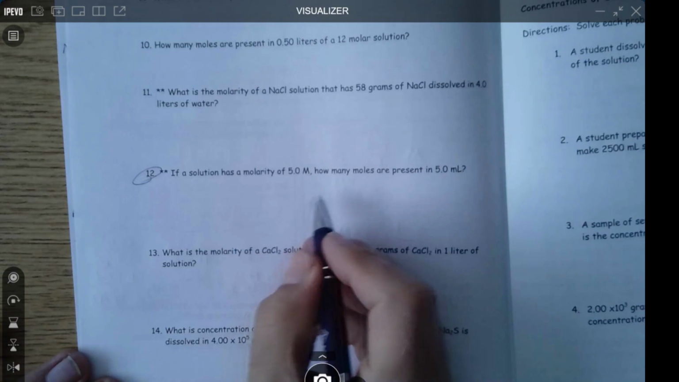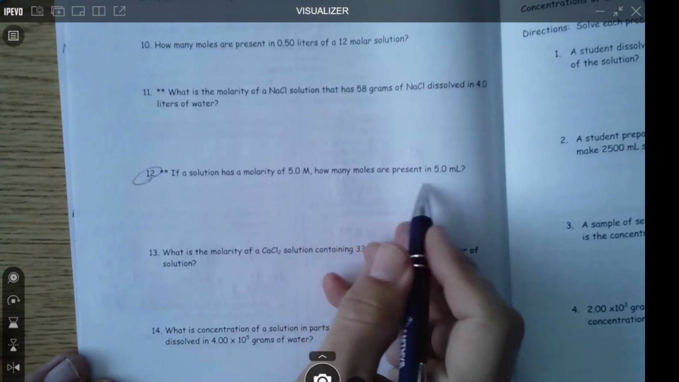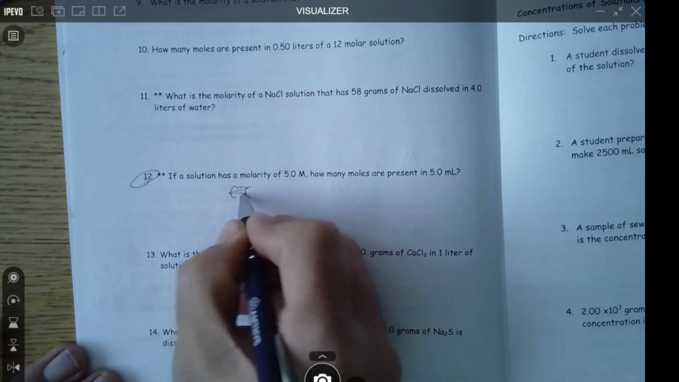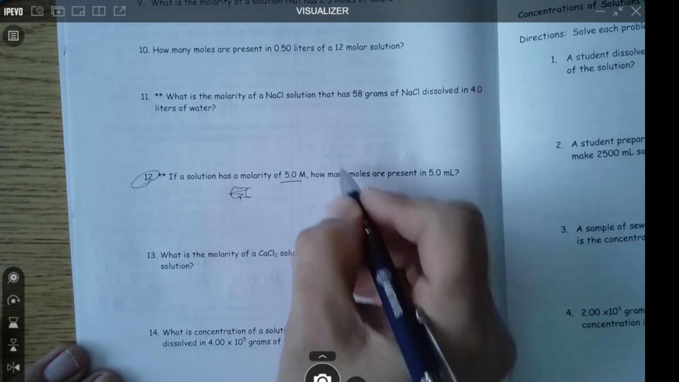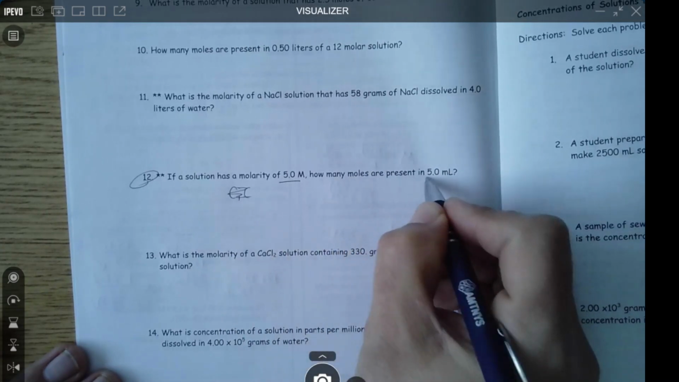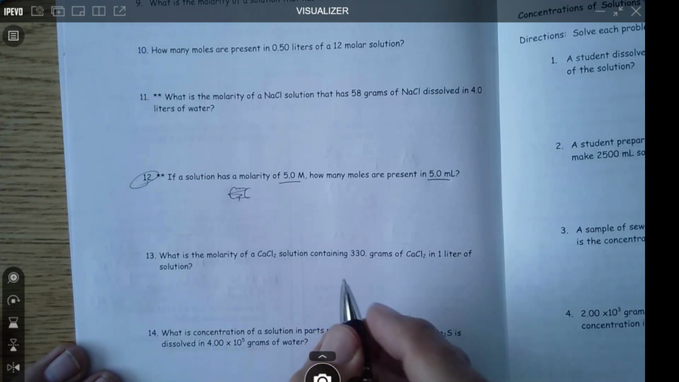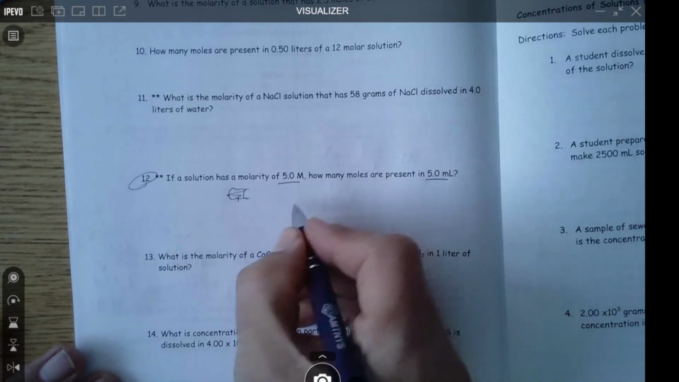Let me try number 12. If a solution has a molarity of 5 moles, how many moles are present in 5 milliliters? All right, so this one I'm going to use C1. Hold on, let's see what we got here. We have molarity, right? That's a concentration. And we have 5 milliliters. So here's the idea.